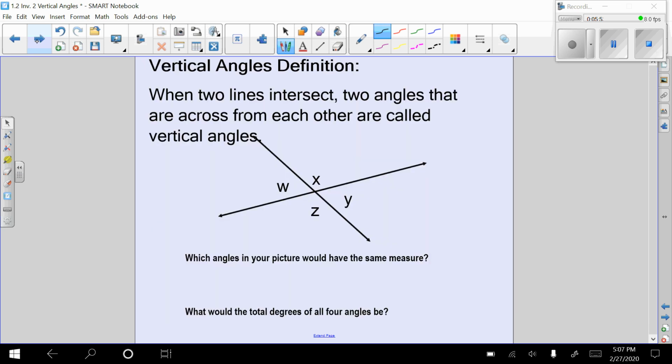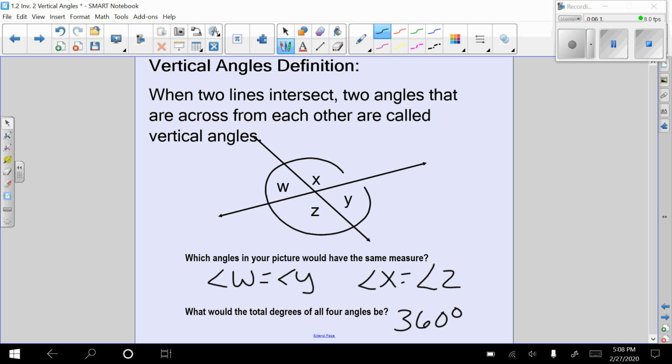So if I looked at this diagram, I could say that angle W equals angle Y, and angle X equals angle Z. They have the same measurements, and they both make those lines, so you would say that the total degree of all four angles is 360 degrees. You'll get that circle effect with those two half circle lines.